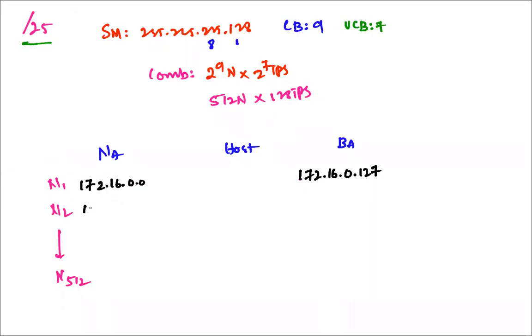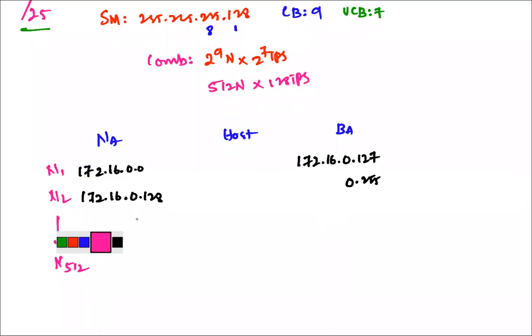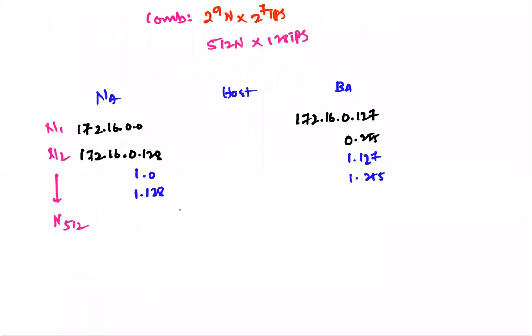So next, we're going to have 172.16.0.128. Got it? And then we're going to have 0.255. Next after that we're going to have 1.0. See, we completed 0.255, right? Next is 1.0, then 1.127, and 1.128 till 1.255. Again, it keeps going.